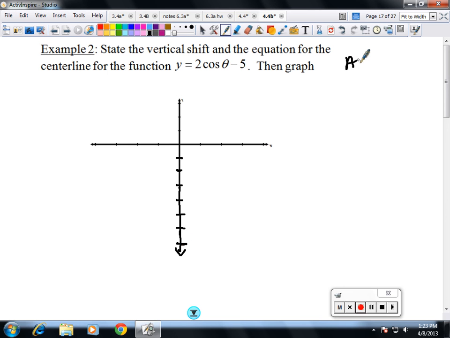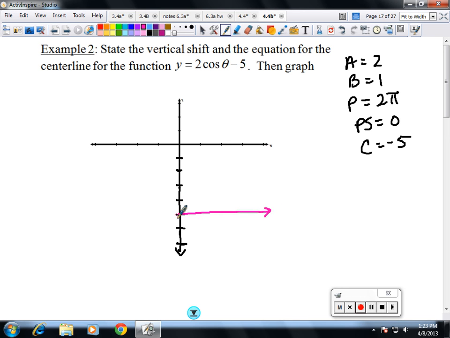Okay, so A is 2, B is 1, so my period is 2 pi. My phase shift, I don't have one, there's nothing in the parentheses, and my C is negative 5. What that means is the minus number on the outside goes up or down. So 1, 2, 3, 4, 5. I'm going to draw a new x-axis. It's just the easiest way to do this. I'm going to move my tick marks down here. 1, 2, 3, 4. 1, 2, 3, 4.